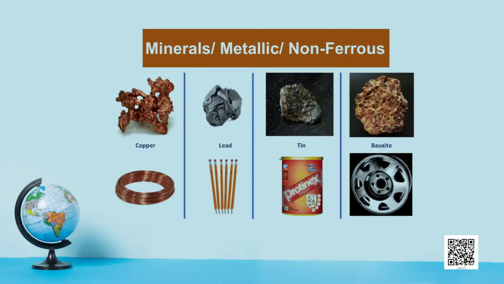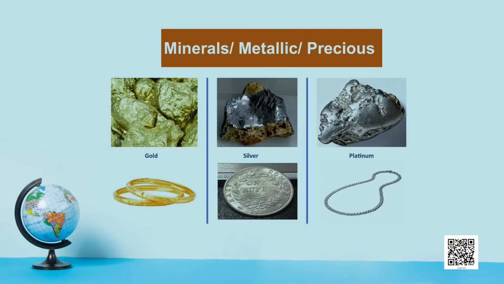The most common non-ferrous metallic minerals include copper, tin, lead and bauxite. Copper is widely used for electrical cables. Most common use of lead is in the pencils you use. Tin makes the various food and beverage cans you use every day, while bauxite is used in the alloy wheels of vehicles and manufacturing of aircrafts. The precious metallic minerals like gold, silver and platinum are primarily used for making ornaments.